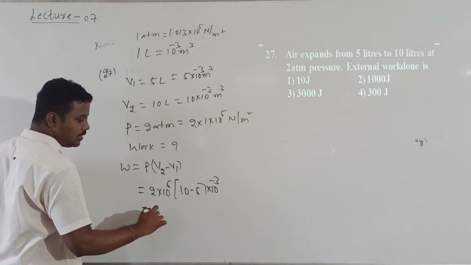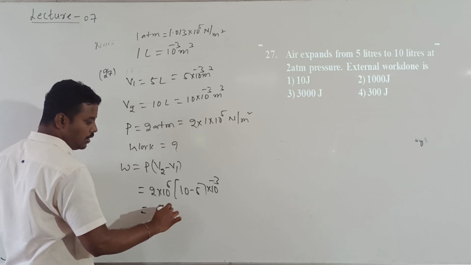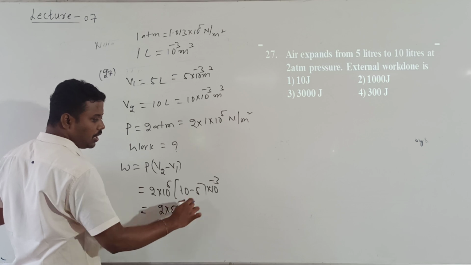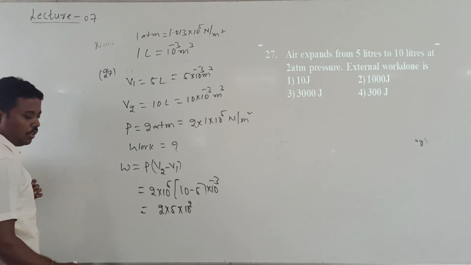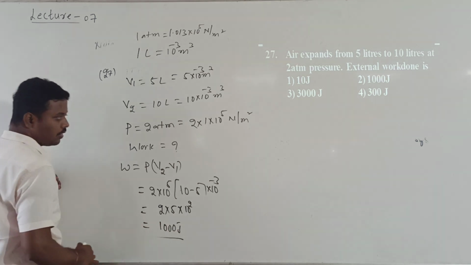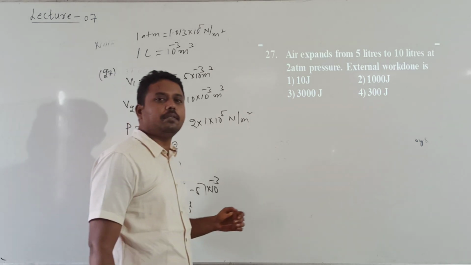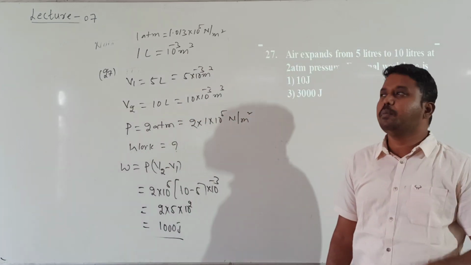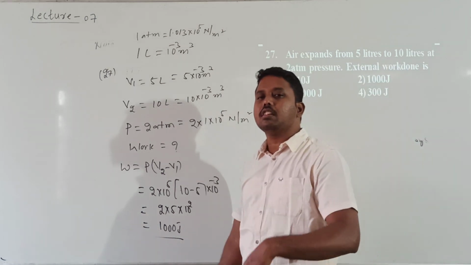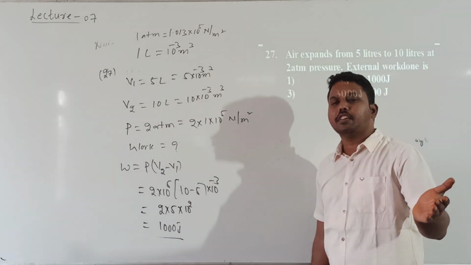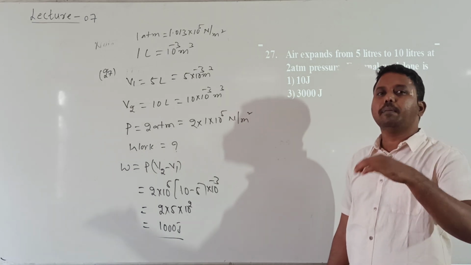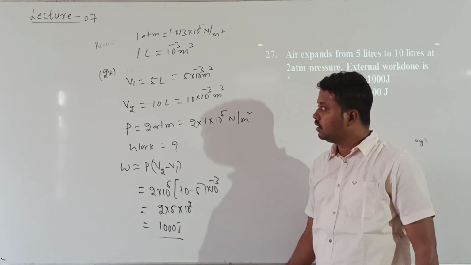So then the answer is 2 into 10 minus 5, 5 into 10 to the power of plus 2. So 5 is 10. So that is 1000 joules. Okay? 1000 joules, plus or minus? Plus. Work done value positive means work done by the system. Whenever work is done by the system, volume increases from 5 to 10. Whenever work is done on the system, what happens? Volume decreases. Okay?